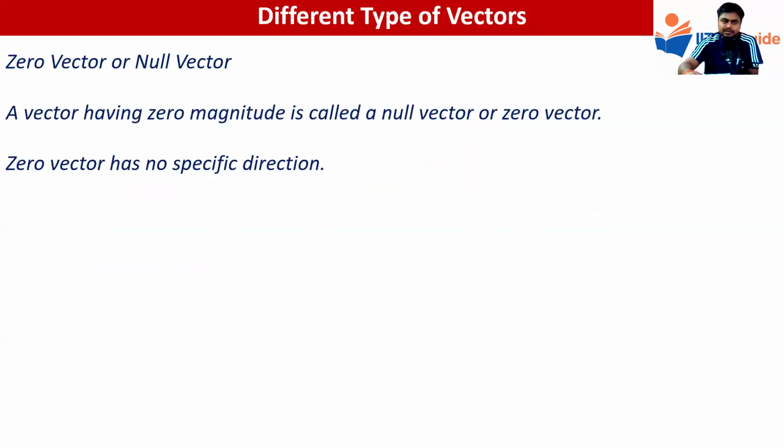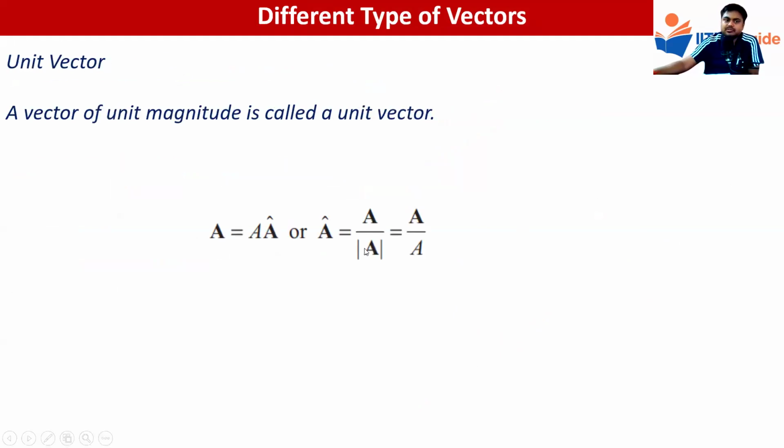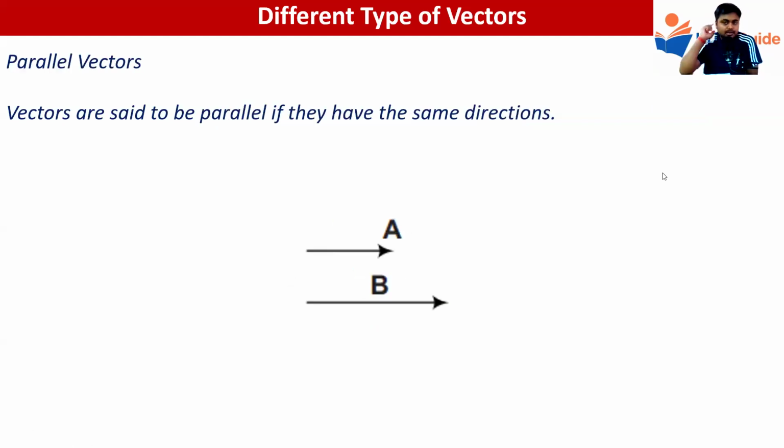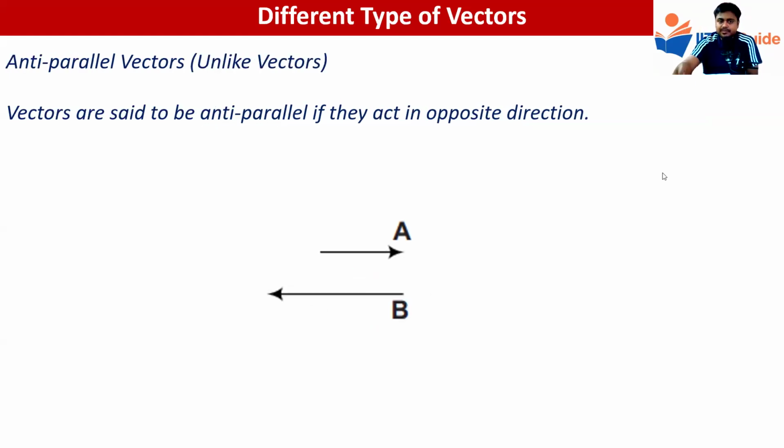Good. Different types of vectors. Zero vector, null vector: it has zero magnitude, no specific direction. Unit vector: the magnitude of the unit vector is going to be 1. Equal vector: both have to be equal, magnitude also, direction also. Parallel vector: the direction has to be same, magnitude can be different. Anti-parallel: the direction has to be opposite, 180 degrees opposite to one of them.